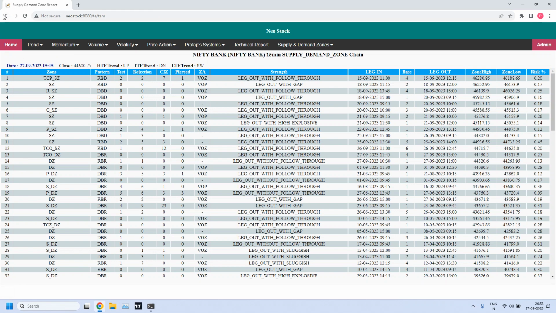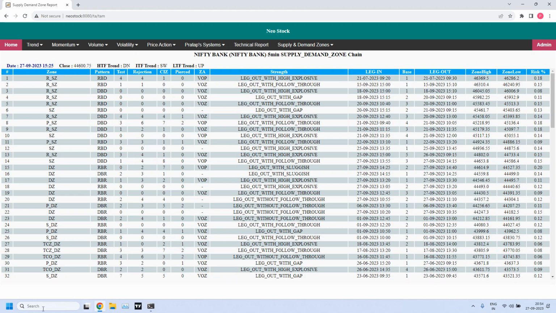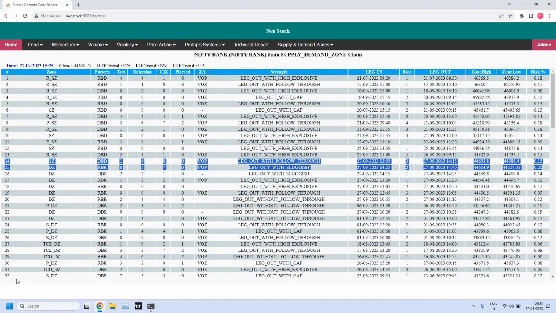So I'm going back and generating the last time frame, 5 minutes, and generating the supply demand zone chain. So this is the 5 minutes supply demand zone chain for Bank Nifty. Here we have the immediate supply zone and demand zone.